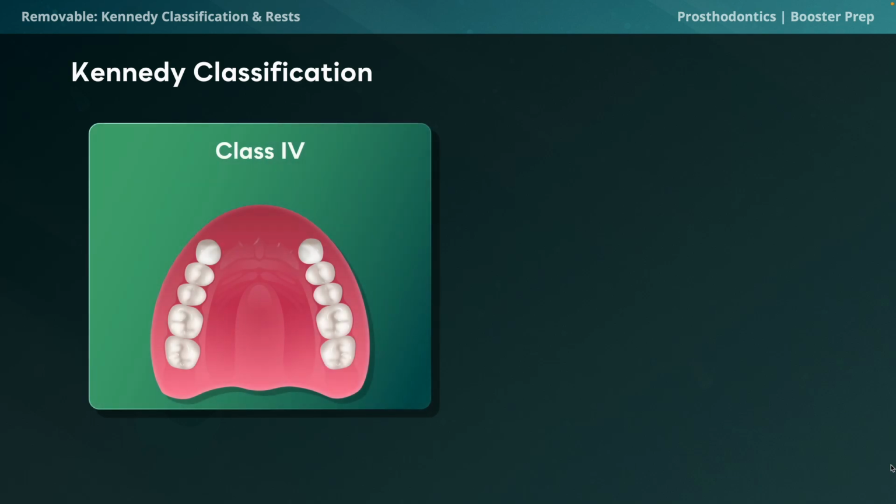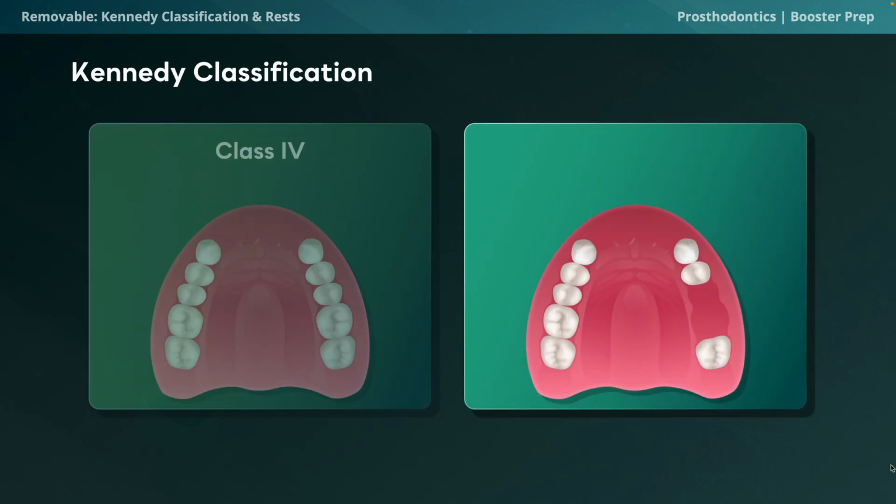Our last one is the Class 4 classification, which as shown here has a single bilateral edentulous area anterior to the remaining teeth that crosses the midline. Again, it's important to remember that a Class 4 cannot have modification spaces because any additional edentulous areas would have to be posterior to this edentulous area shown in blue.